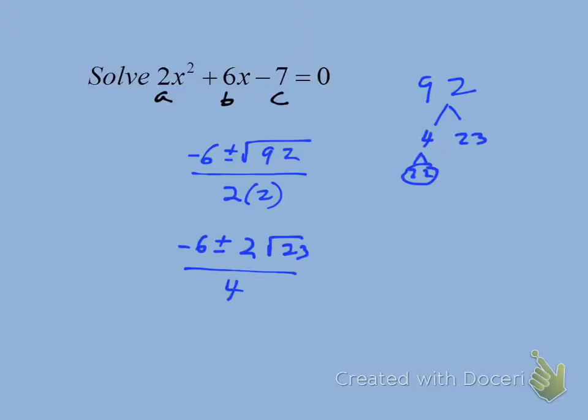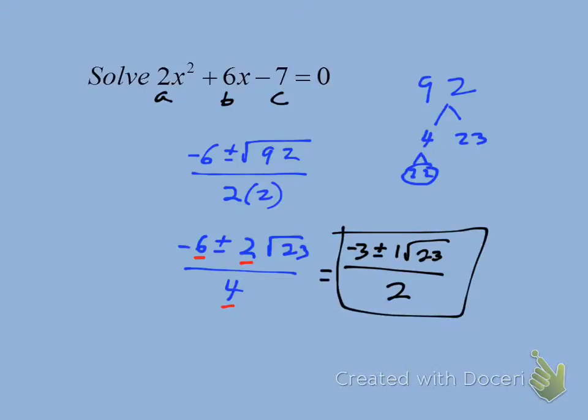Now, here's my last question for this example. What do you notice about this, this, and this? They're all even, which means they're all divisible by 2. Make it so. Negative 6 divided by 2 gives you negative 3. Plus or minus. 2 divided by 2 gives you 1. So 1 square root of 23. Do I need this 1 right here? No. Not necessarily, not at all, but I'm going to show it for this one just to show it. All over 2. That's your final answer. Okay?